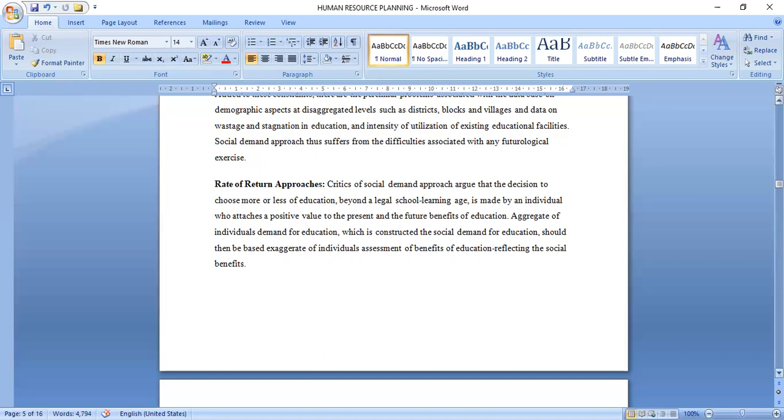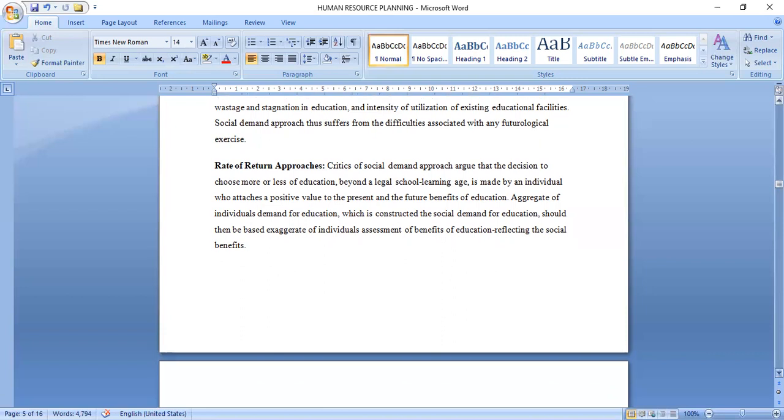We should not only look at the number of people that are educated in society to have a positive relationship with meeting the human resource needs, but we should also look at the rate of return. After these students have finished studying, how are they going to contribute to future benefits? How are they going to contribute, for example, revenue to the government?